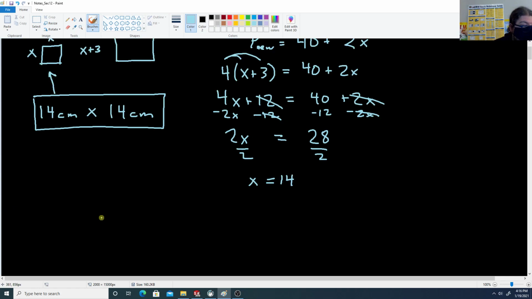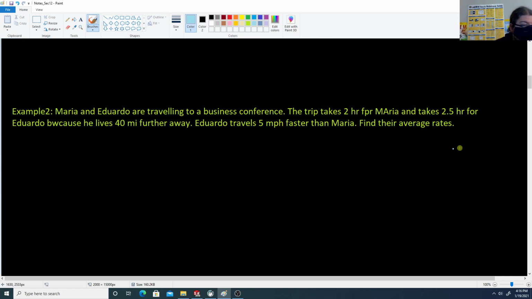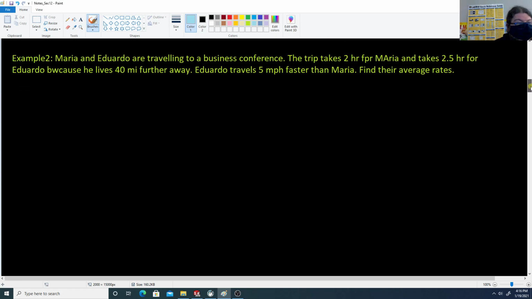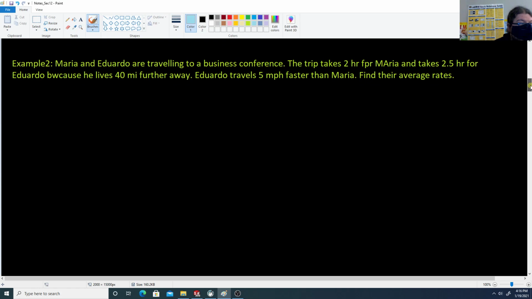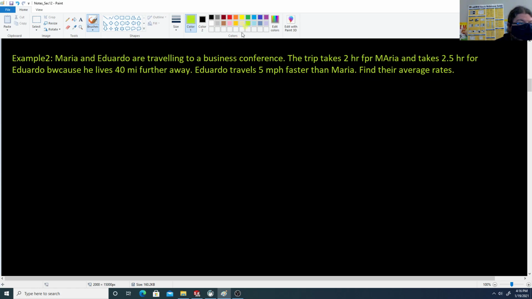Let's take a look and see what else they've got in the section. Okay, so down here it looks like a distance equals rate times time one. Maria and Eduardo are traveling to a business conference. The trip takes 2 hours for Maria, and takes 2.5 hours for Eduardo, because he lives 40 miles further away. Eduardo travels 5 miles per hour faster than Maria. Find their average rates. I made a lot of typos typing this in.